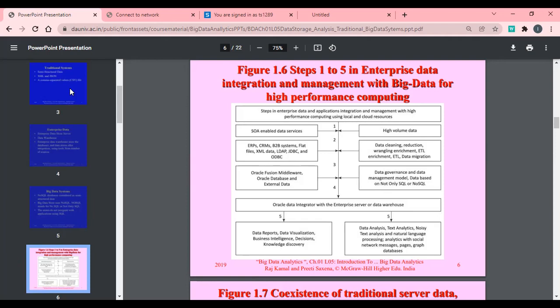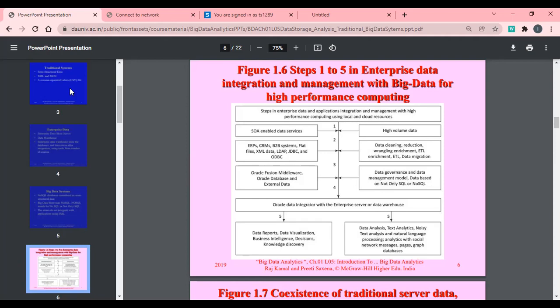We are using steps. One is the SOA enabled data service. It is used to store the high volume of data. SOA enabled data, ERP, CRM systems, flat files, XML data, JDBC and ODBC connectivities are possible. It is used for data cleaning and reduction, warehousing and ETL data migration. These methodologies we are using. Next is the Oracle database in the third place. The fourth is Oracle Data Integrator with the enterprise server. The fifth one is data reports and data visualization methods.